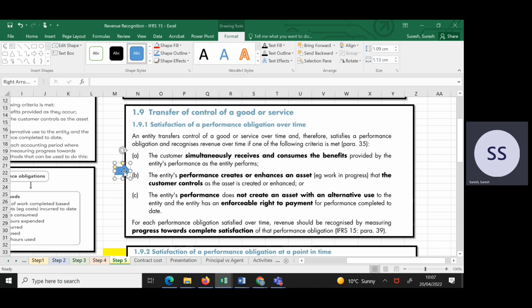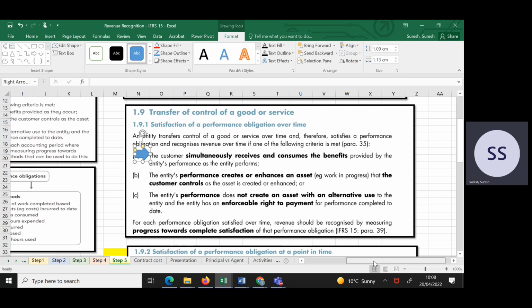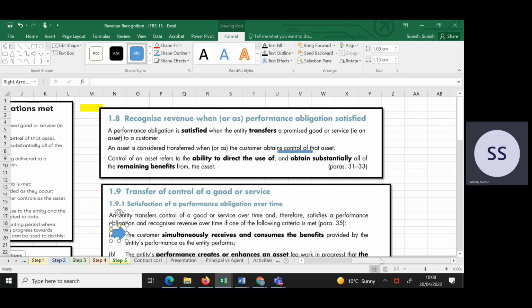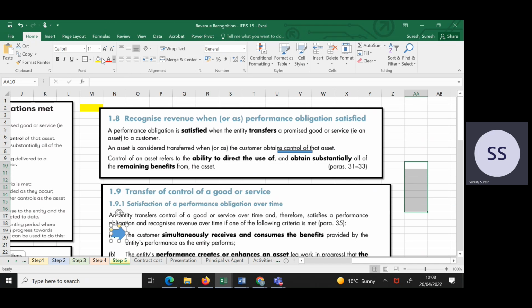So for example, I promise to complete the four-story building, and the whole contract was 400,000. When I complete the first story, I can recognize 100,000 as my revenue over a period of time based on the percentage of completion of work. So these are the conditions. First, the customer simultaneously receives and consumes the benefit, as I pointed out here, in the four-story building example that I gave you earlier.